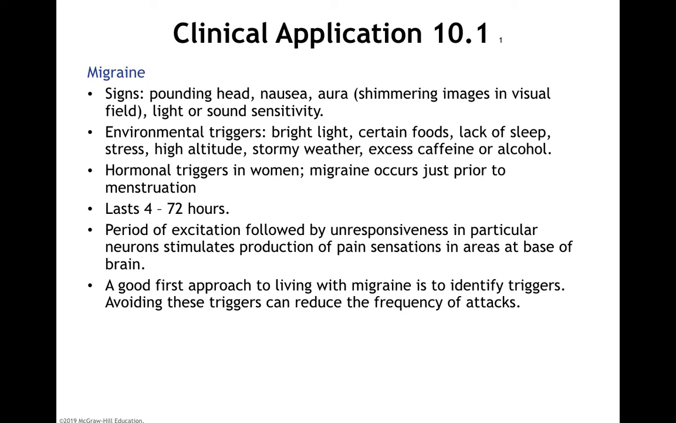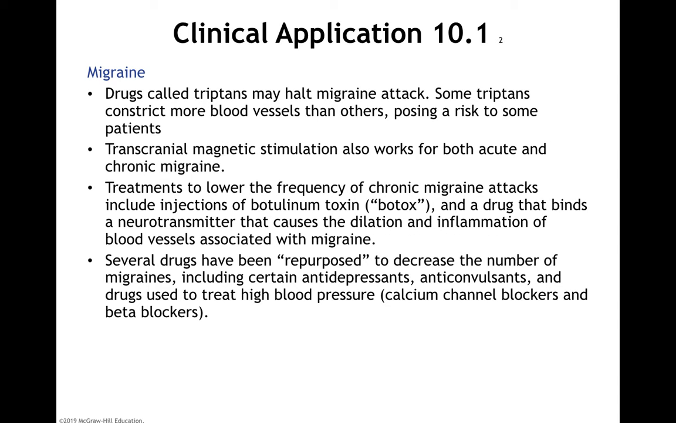There's a period of excitation followed by unresponsiveness, particular neurons that stimulate the production of brain sensations in areas at the base of the brain. And a good first approach to living with a migraine is to identify the triggers. By avoiding triggers, you can reduce the frequency of attacks. There are also drugs called triptans that might halt a migraine attack. Some of them constrict more blood vessels than others, so they can have a potential risk.